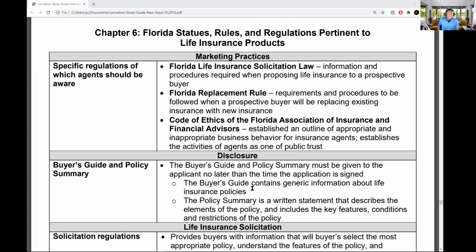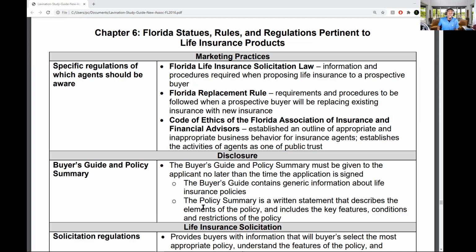So the buyer's guide contains generic information, general information about life insurance policies. They're talking about, let's say, group, whole life, term insurance, variable life, or universal life, you name it. So they just give you something in general, but not anything specific. Make sure you understand a guide is general information, basic information about insurance. That's what the buyer's guide does. That means before you buy, you give them a guide.